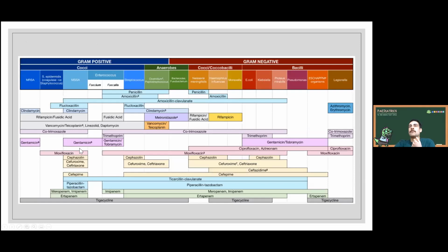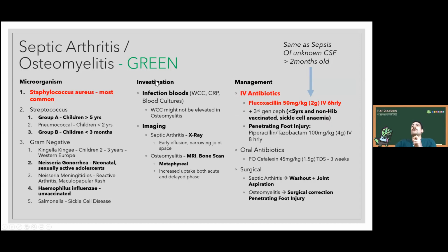There's this flow chart, which you're probably aware of. If you look up antibiotic coverage on Google, this pops up. It's a great one. As you can see here, flucloxacillin covers Staph aureus and Streptococcus, and that's about it. But if you want gram-negative coverage, then you're looking at ceftriaxone to cover those species. For investigations, you do infection bloods and then imaging, an X-ray for septic arthritis for narrowing of the joints and early effusion. And for osteomyelitis, you think of an MRI first. If you can't do an MRI, do a bone scan.